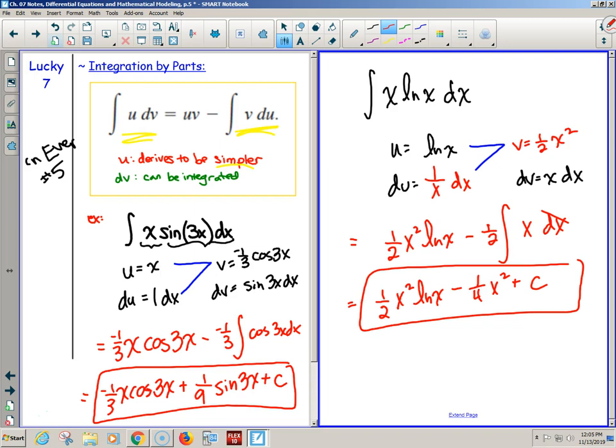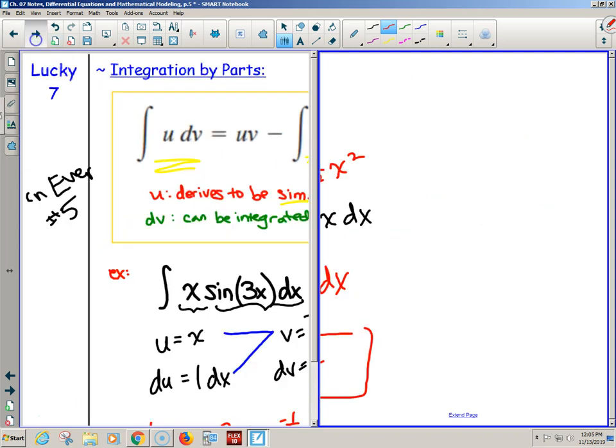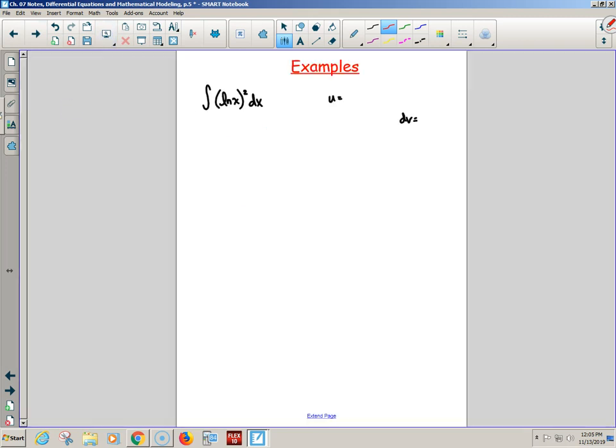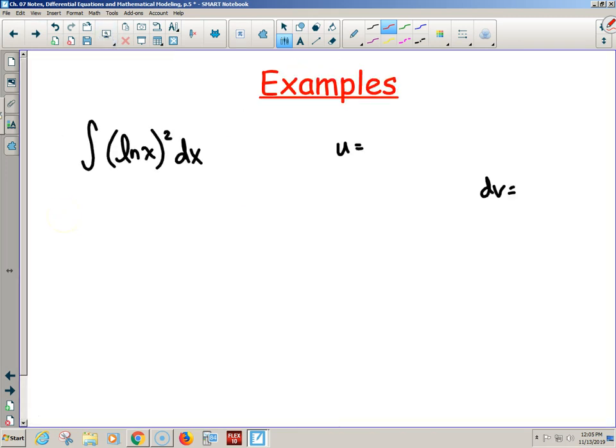Try logs, then try inverse trig, then see if there's an algebraic, and then go see if there's a trig, and then go see if there's an exponential. LIATE: the order to choose the u. That's why it's next to you, my kids. Okay. So, once we see LIATE, which usually works, you're welcome.